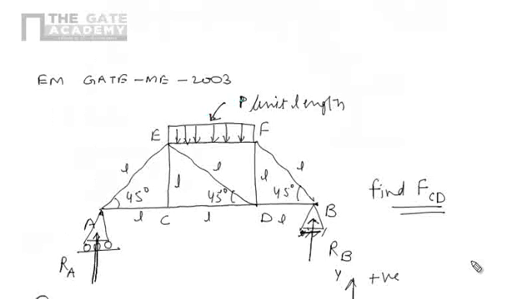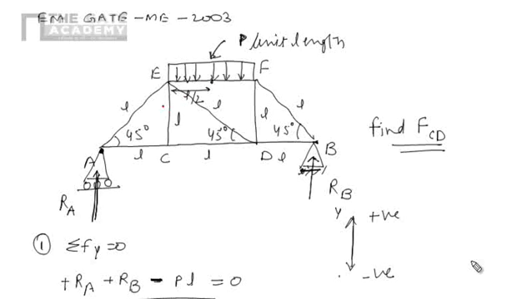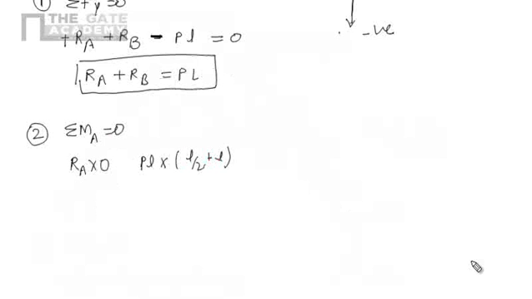We know the total load due to this uniformly distributed load is PL, and it will act at the center of gravity of this loading, which means it will act at a distance L by 2. So due to this PL, moment at A will be PL into the distance between the center of gravity of load and A. So this distance will be L by 2 plus L. It is a perpendicular distance, and the nature of moment is clockwise.